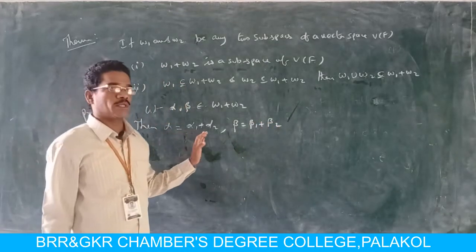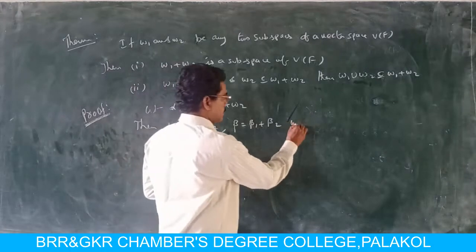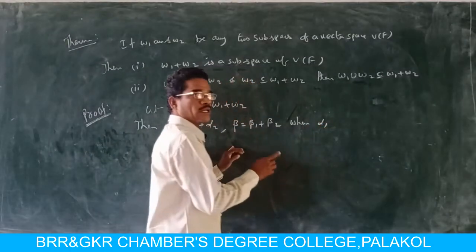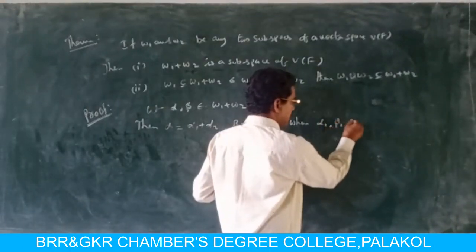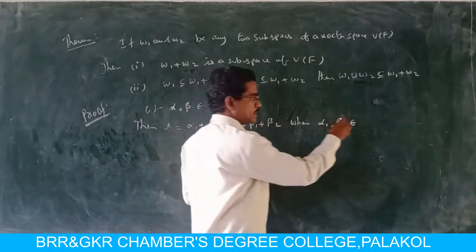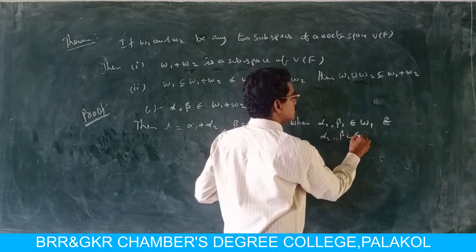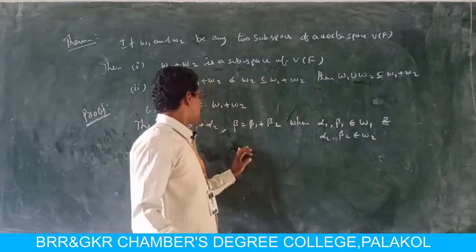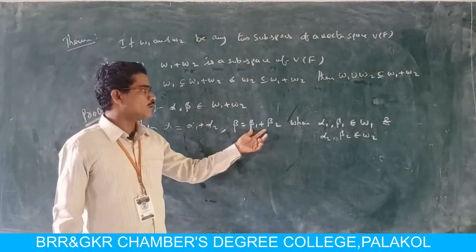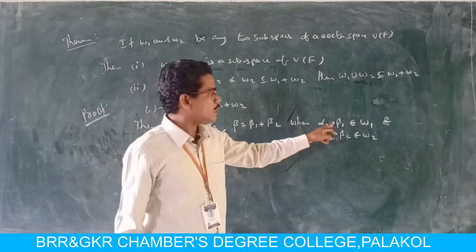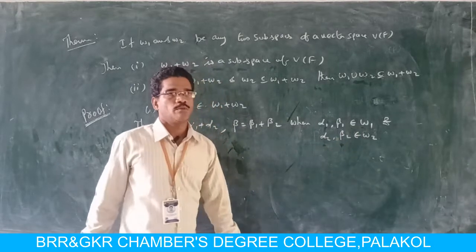Alpha equal to alpha 1 plus alpha 2 and beta equal to beta 1 plus beta 2. Here alpha 1, beta 1 belongs to the vector subspace W1 and alpha 2, beta 2 belongs to W2. Suppose let alpha equal to alpha 1 plus alpha 2 and beta equal to beta 1 plus beta 2. Then alpha 1, beta 1 belongs to W1 and alpha 2, beta 2 belongs to W2.